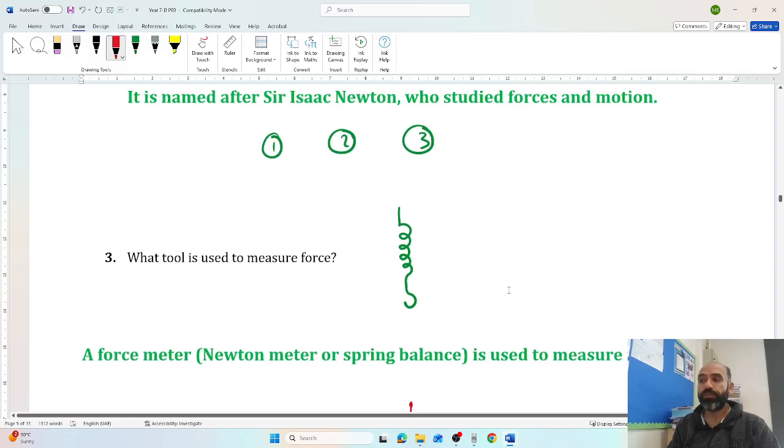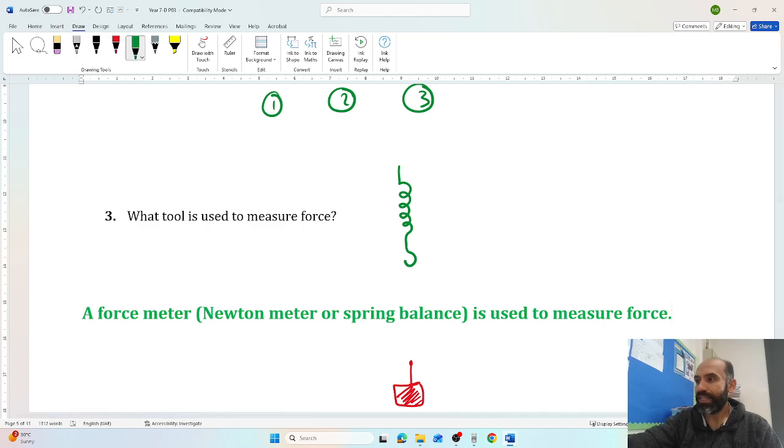It is used to measure the force. And the reading that you will get, for example, if you got 3, the measuring unit will be Newton because it is a force.